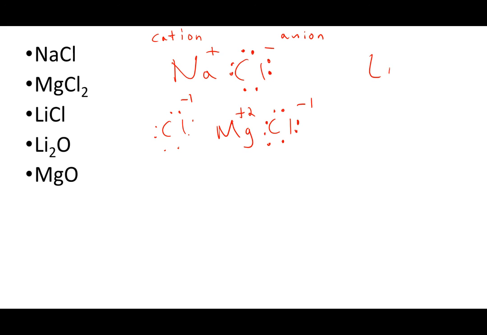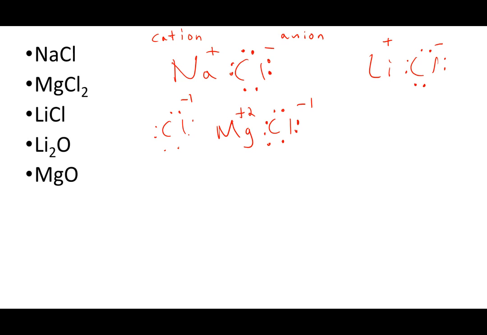For lithium chloride, I'm going to put my charges. Li has a plus and chlorine forms a -1. Sometimes I'll do minus, sometimes I'll do -1. I draw my valence electrons around chlorine, just like this. So lithium gave 1 electron to chlorine for it to form a full outer shell.